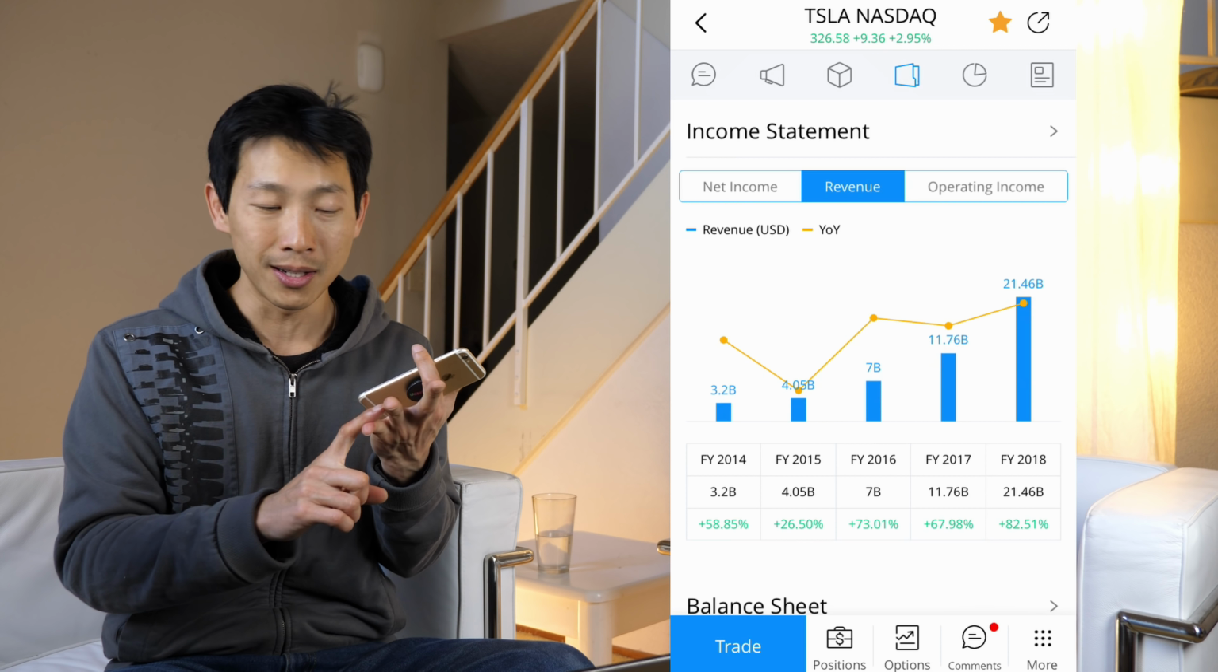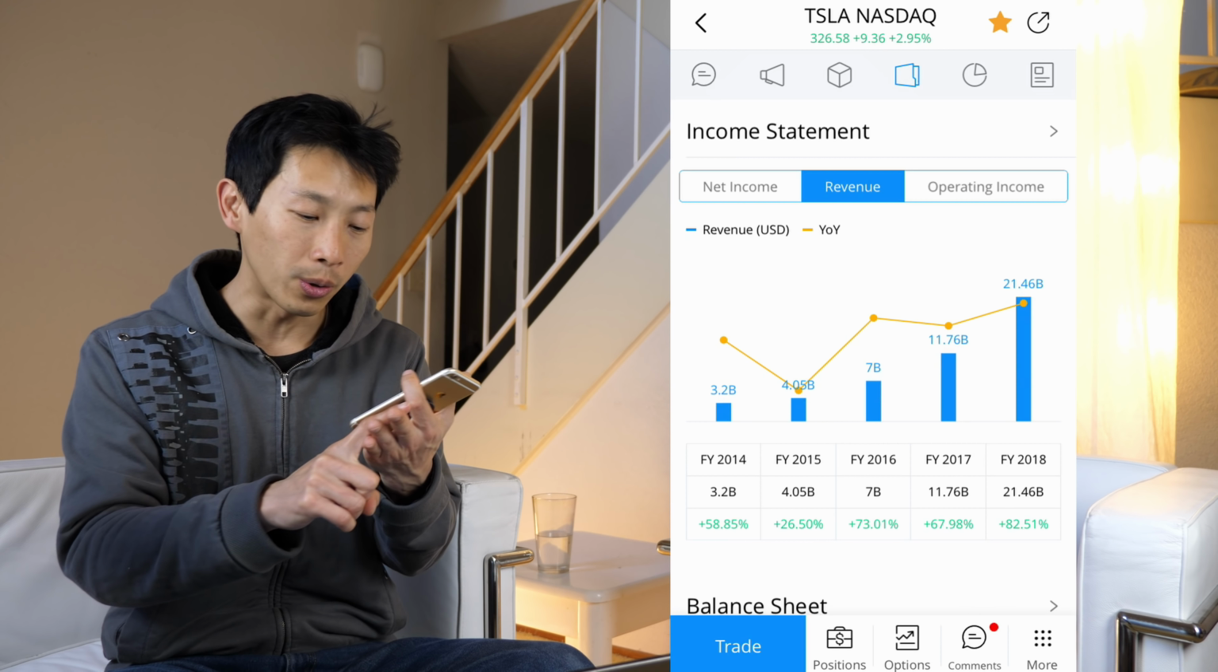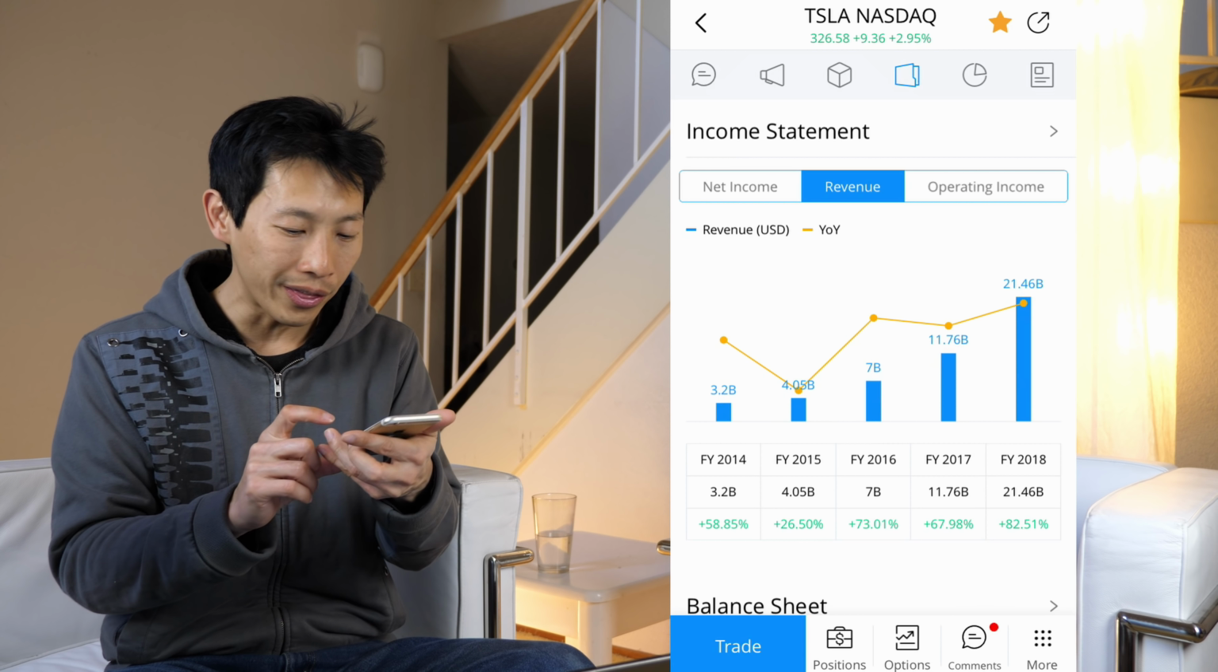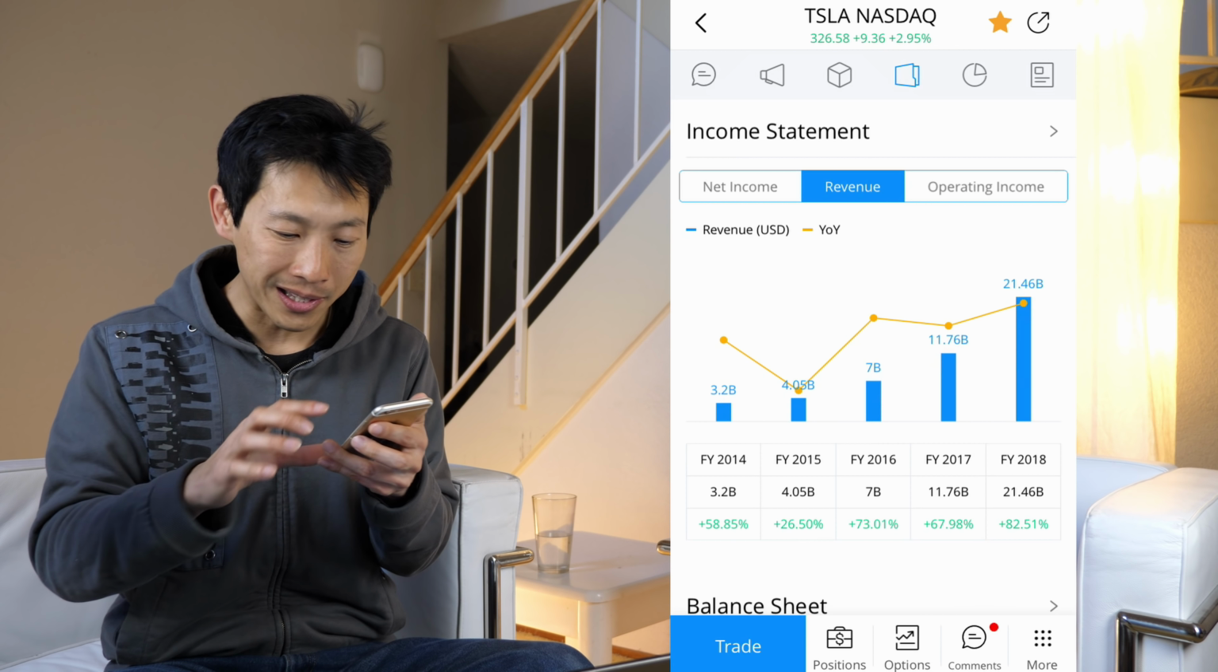That's not their only business. They turn on their insurance business. They have their solar roof thing, their power wall thing, all those other things that encompasses this revenue.